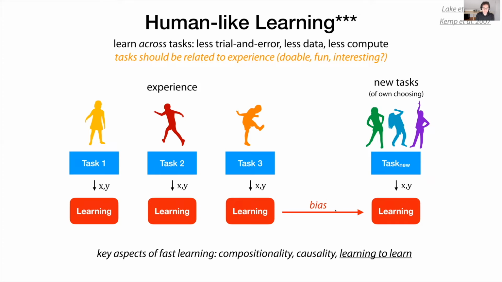And there's a lot of proof from cognitive science, for instance, that shows that we actually learn these biases. We're not born with them. Humans are also very good at choosing new tasks. We play and we explore and we're curious, and we choose new tasks that allow us to learn better in general.